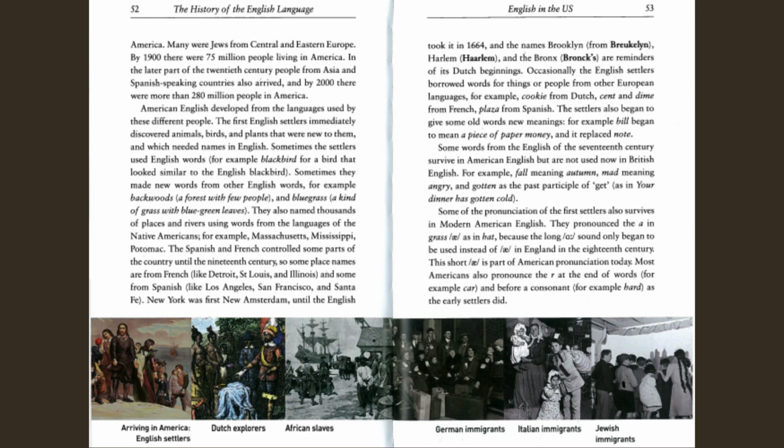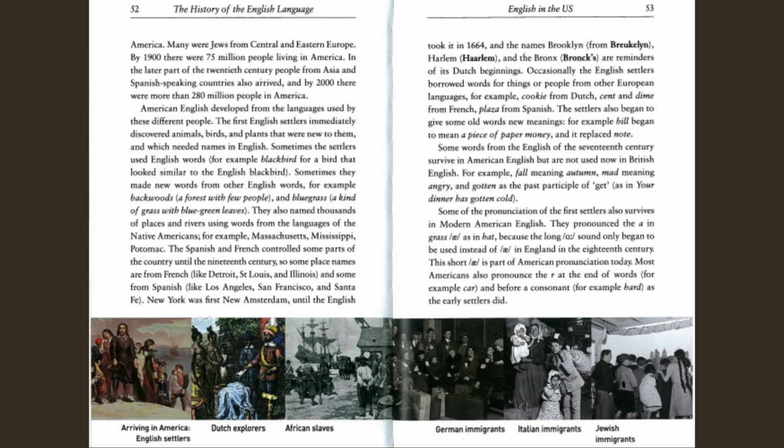The settlers also began to give some old words new meanings. For example, bill began to mean a piece of paper money, and it replaced note. Some words from the English of the 17th century survive in American English, but are not used now in British English. For example, fall meaning autumn, mad meaning angry, and gotten as the past participle of get, as in, your dinner has gotten cold.